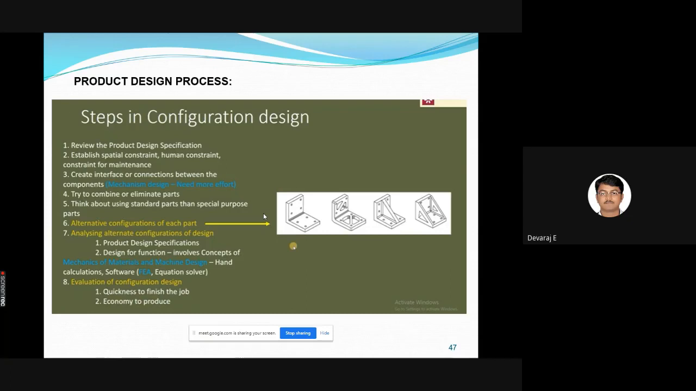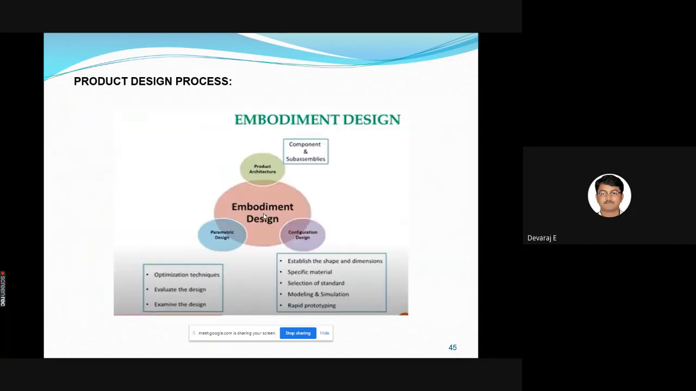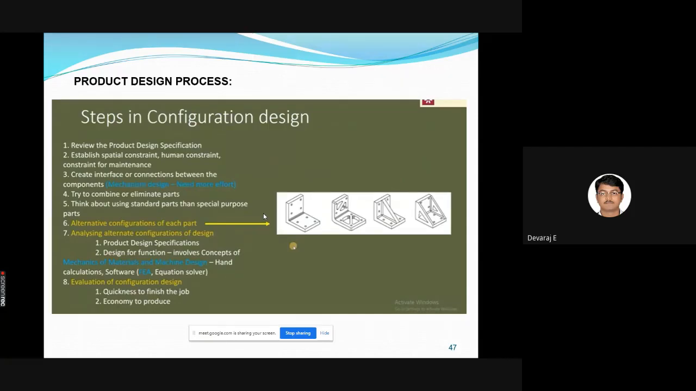When you come to the fourth step, try to combine or eliminate parts. So this is nothing but, that's called optimization techniques. What you said here, optimization techniques, right? So optimization techniques will come here. Try to combine or eliminate parts. If you want to eliminate, the parts you can eliminate. How you can eliminate, in the further fifth, sixth, seventh steps, you will get to know.